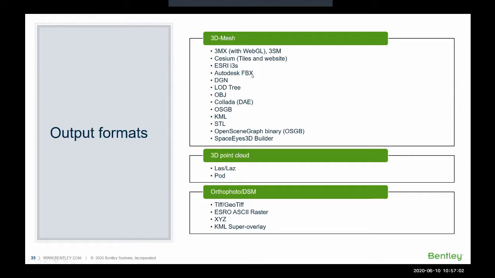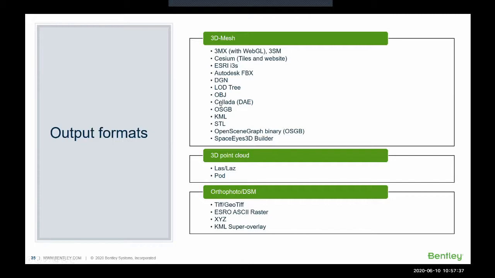FBX for Autodesk users. DGN is where you produce a normal MicroStation file. In MicroStation, we can also load 3MX, but this is just the file itself. LOD tree is a format that is quite often used for GIS applications. Of course, OBJ, Collada, OSGB is a format often used. STL for 3D printing. OSGB, these are more common GIS formats. So the most common is probably the 3MX, Cesium, I3S, FBX, and OBJ, Collada.